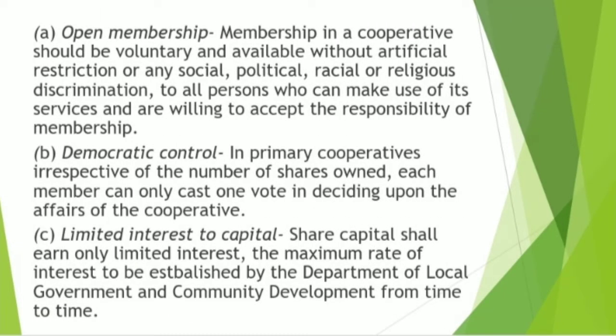Membership in a cooperative should be voluntary and available without artificial restriction or any social, political, racial, or religious discrimination to all persons who can make use of its services and are willing to accept the responsibility of membership. B. Democratic control. In primary cooperatives, irrespective of the number of shares owned, each member can only cast one vote in deciding upon the affairs of the cooperative.